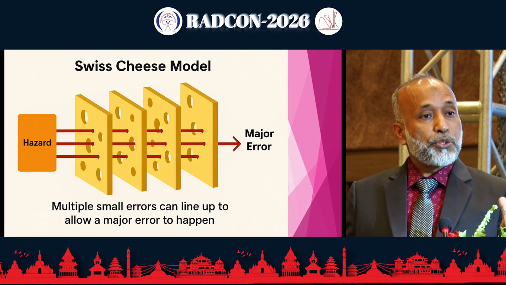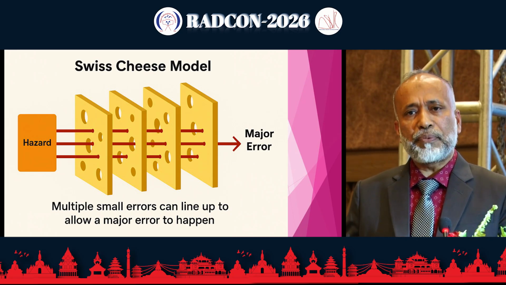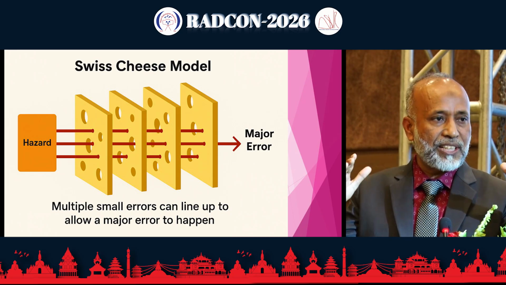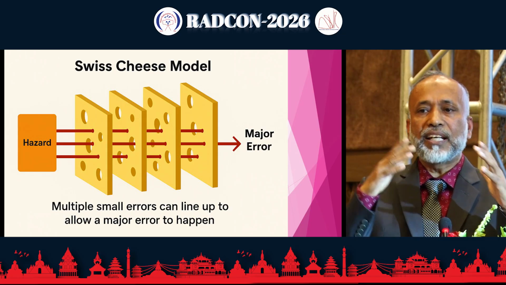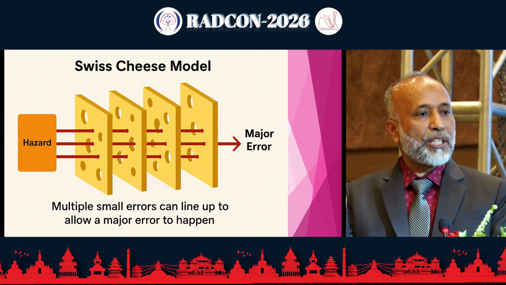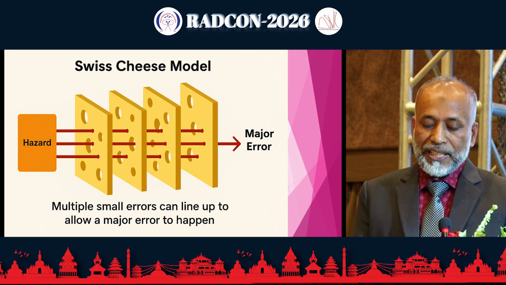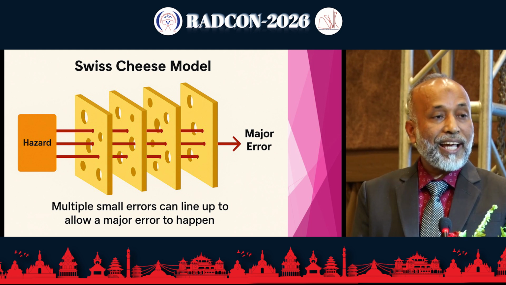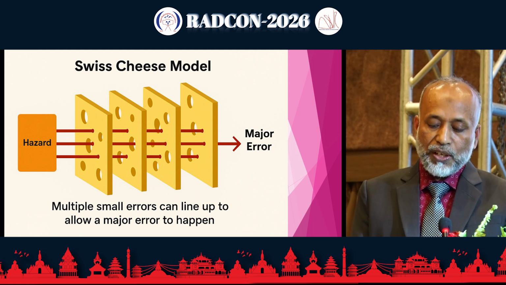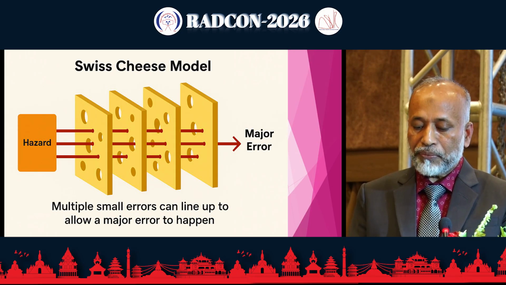So, the Swiss cheese model of error. The Swiss cheese model states that every system has different layers, and each layer has some weakness and strength. When every weakness lines up in the same line, then the major error occurs. So our duty is to seal all the holes, or else one layer should be covered by another layer. So this is the Swiss cheese model.